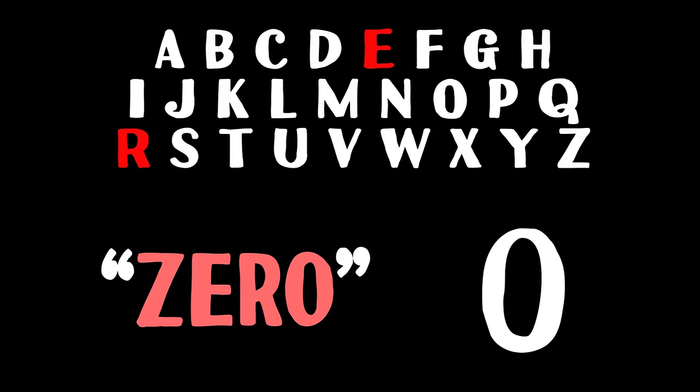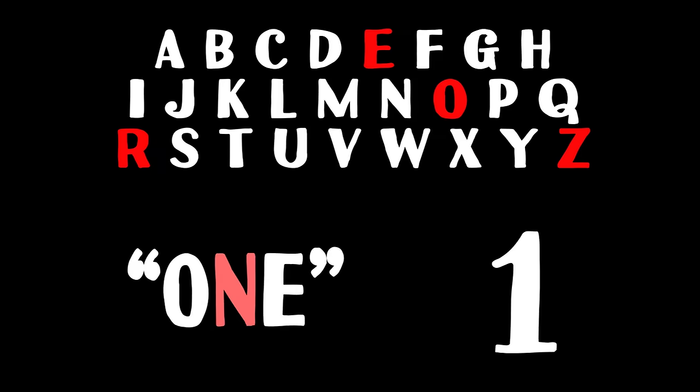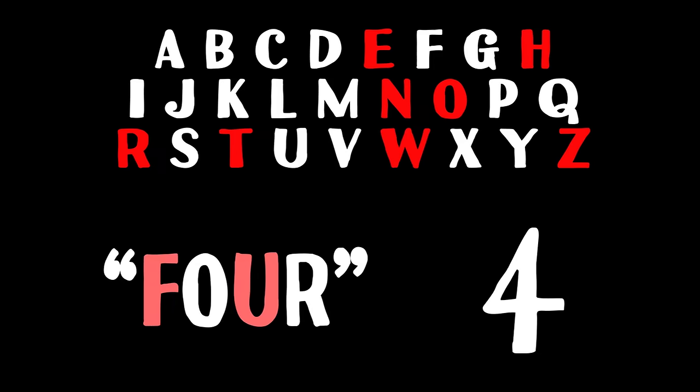0 has an E, an R, and an O, which are pretty common letters. It also has a Z in it, and it's actually the only number to have a Z in its name. So Z is the first letter of the first number, and we'll never see it again. Next we have 1, which gives us an N, 2 gives us a T and a W, and 3 gives us an H. 4 gives us our first F and U.